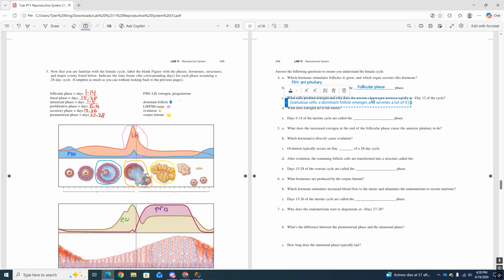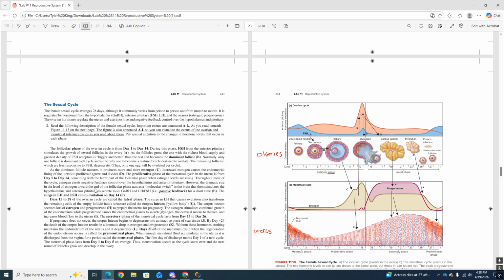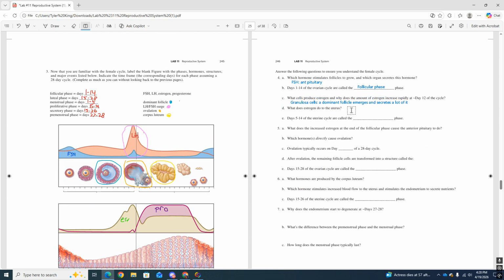Okay. And all the answers for this, by the way, are up here in the story time paragraph. Okay. What does estrogen do to the uterus? It causes the lining to thicken. Okay, so it allows it to grow. Or a better word I should say is proliferate. All right. Days 5 to 14 of the uterine cycle are called the proliferative phase.